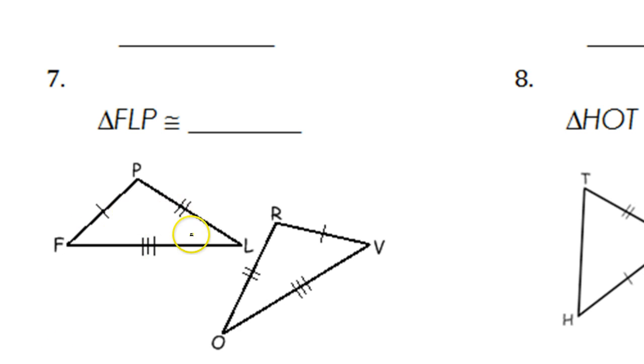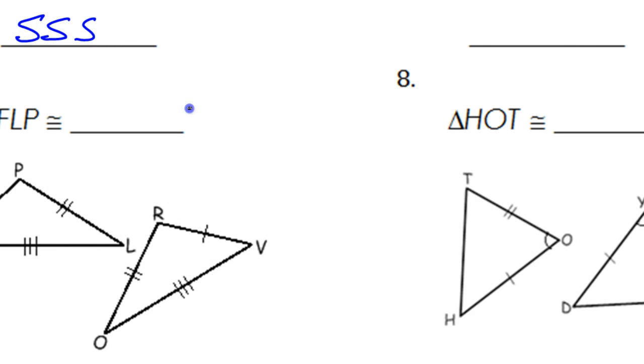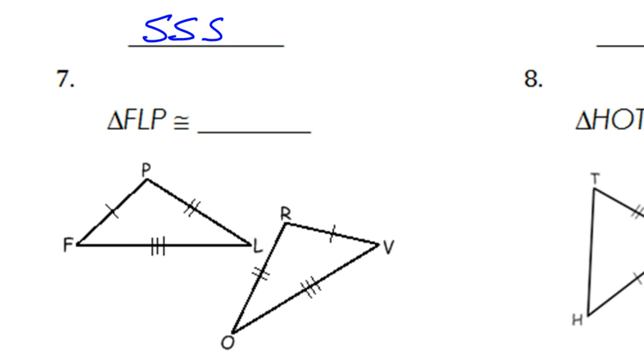Alright, here we have three sides marked congruent to three sides of another triangle. So that would be your side, side, side postulate, which is a thing that works. So they are congruent by the side, side, side. So triangle FLP is congruent to triangle.